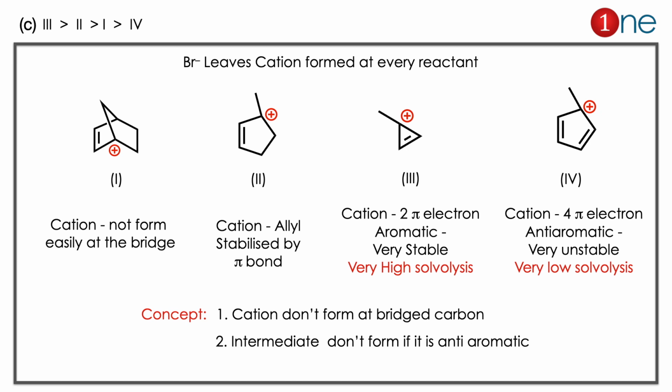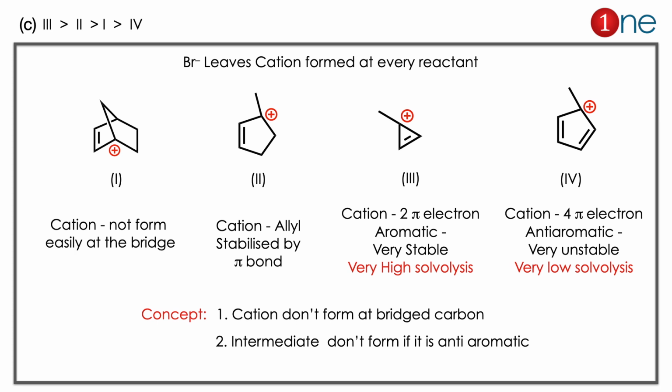Here, when bromine leaves, they form a cation, so you have to find the cation stability. Let us analyze the extremes first. The third one is aromatic because the cation is formed in the cyclopropene ring. It has one alkene, which is 2 pi electrons, so it is aromatic, very stable, the cation forms easily and it solvates easily. So the third will be very reactive. But if you look at the 4th one, the cation is formed in the cyclopentadienyl ring, so it will be anti-aromatic. Because of 4 pi electrons, it is a 4n system, so it is anti-aromatic. It is very unstable, it won't form at all.